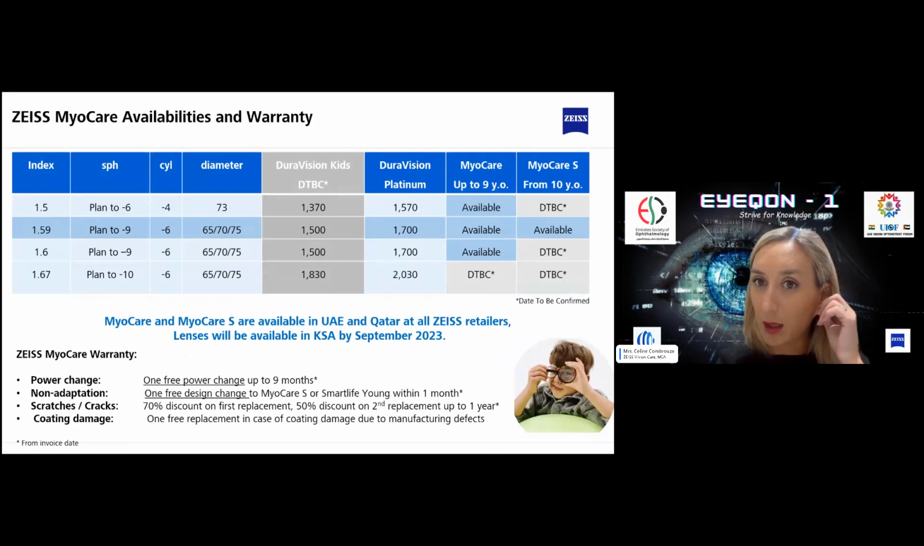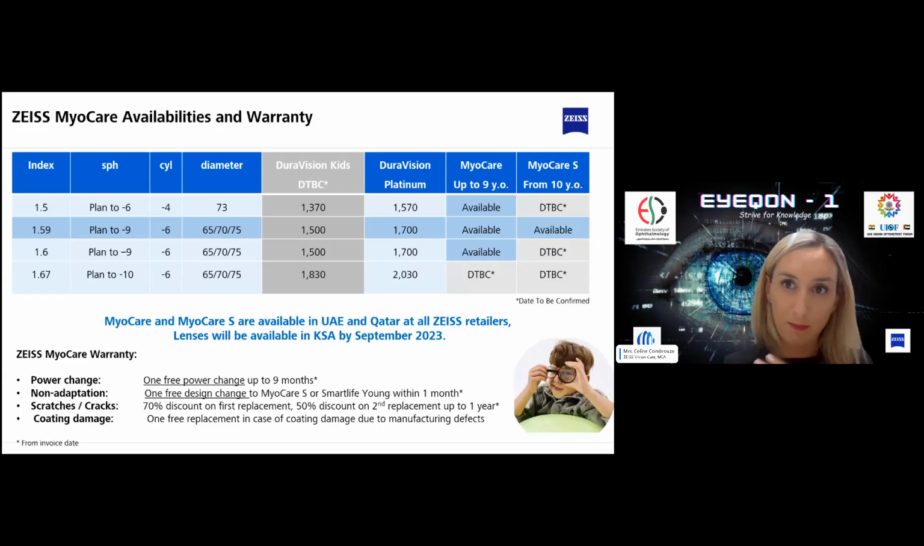This Myocare hard design and soft design are now available in 1.59 with Dry Vision Platinum. We are working on different indexes. We are working on another anti-reflecting coating. It's going to come soon, hopefully, but for now, you can have 1.59. Those lenses are already available in UAE, in Qatar. It's going to come soon in Saudi. It's also available in Nigeria, Israel, and Lebanon, okay?